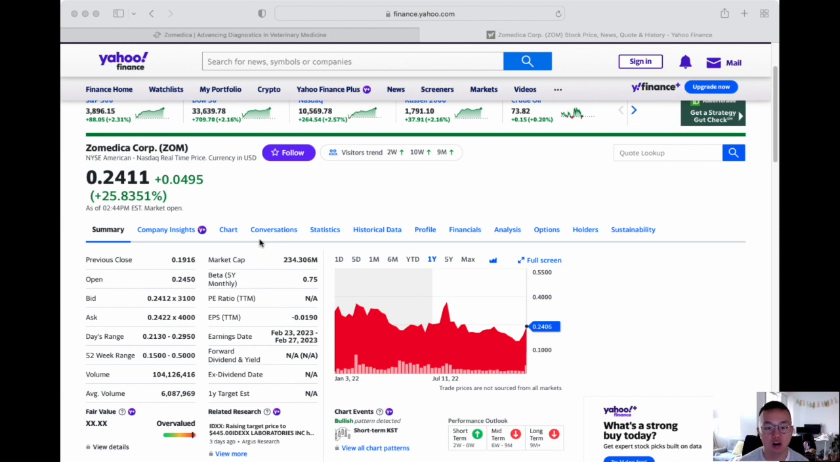In fact, volume today is at around 104 million. That's very uncommon, and we're going to continue to see that in the coming days, weeks ahead. All right, now in terms of the day's range, it ran all the way up to like 29 cents today, so it has room to go beyond the 25% up to the 30%.